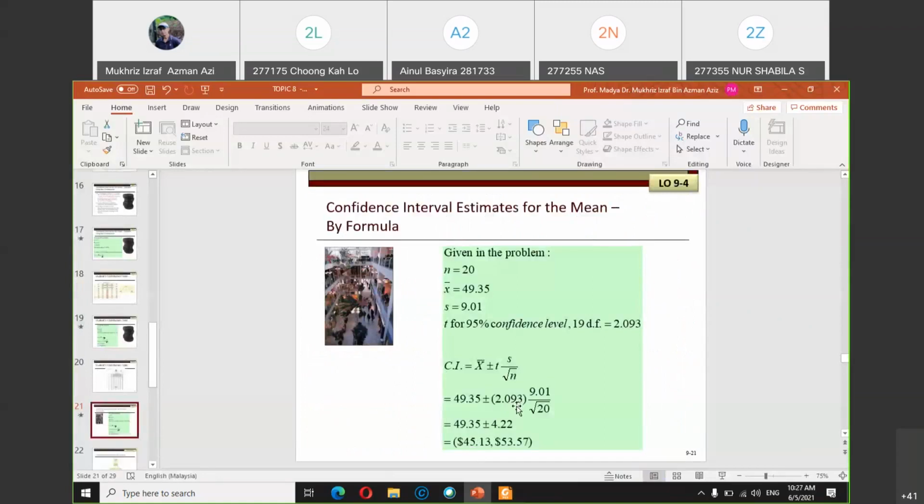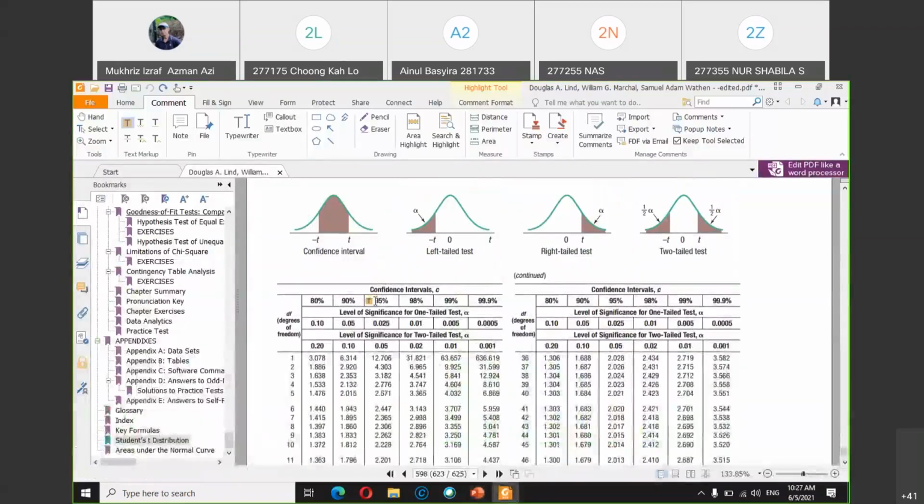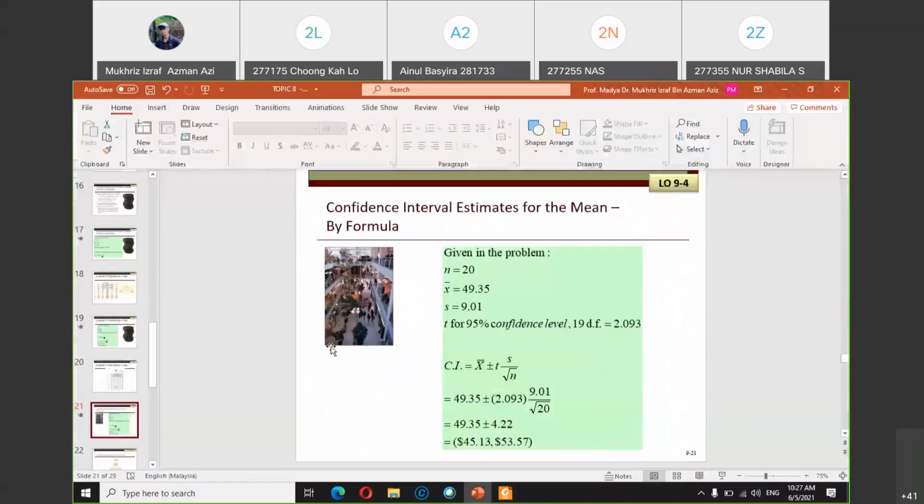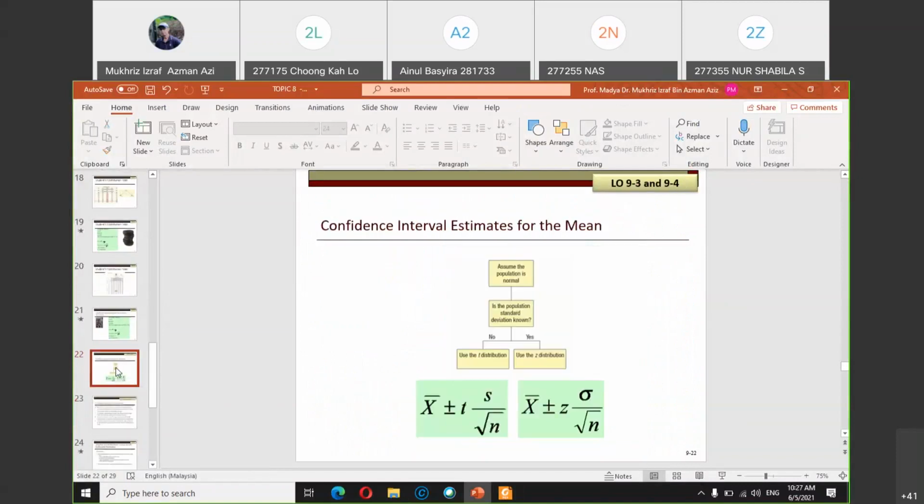It is very simple and straightforward to refer to the T table. Just make sure that you minus 1. If the sample size is 20, then the degrees of freedom will be 19. Just refer to the column under 95% CI, where 19 equals 2.093. And then you can solve the problem. So that is basically the T distribution. It's very simple and straightforward.